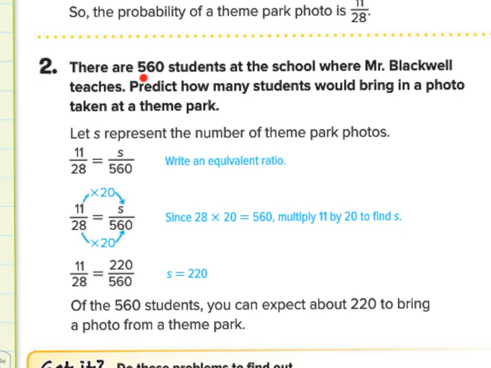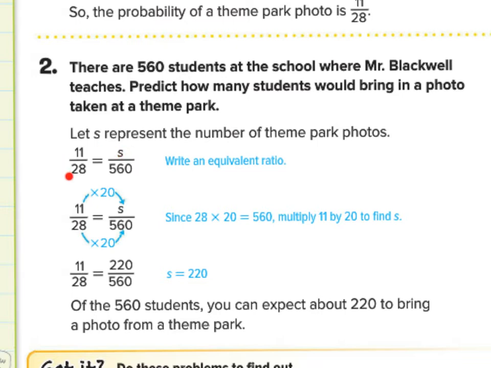Okay, so that was 28 students, but let's look at example 2. There are 560 students at the school where Mr. Blackwell teaches. Predict how many students would bring in a photo taken at a theme park. So what are we doing? We're essentially just comparing ratios. Let S represent the number of theme park photos. So we have 11 out of 28. Remember, 28 is the sample number that we took, but 560 is the entire school. What do we have to do to make the 28 into 560? Whatever you do to make 28 into 560, we do to the 11.